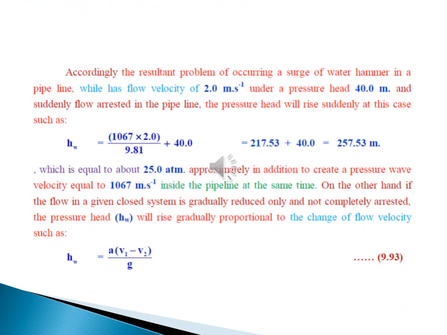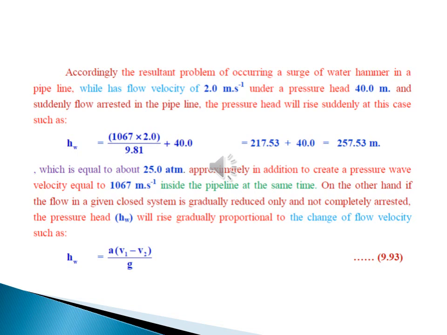Accordingly, consider the problem of a series of water hammers occurring in a pipeline with a flow velocity of 2 meters per second under a pressure head of 40 meters, when the flow is suddenly arrested in the pipeline. The pressure head will rise suddenly, as shown and clear in front of you.